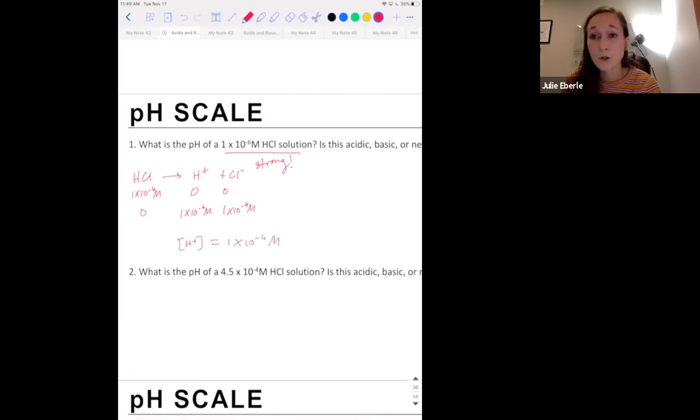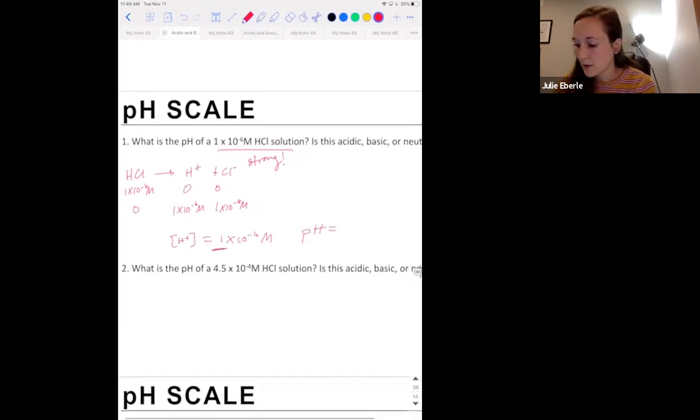And what did we say? There's a shortcut here. Our base number is 1. So what is our pH? It is the exponent in this case. So it's just 6. But if it wasn't, you just throw that in your calculator. You do negative log of 1 times 10 to the minus 6. And that will give you pH 6.